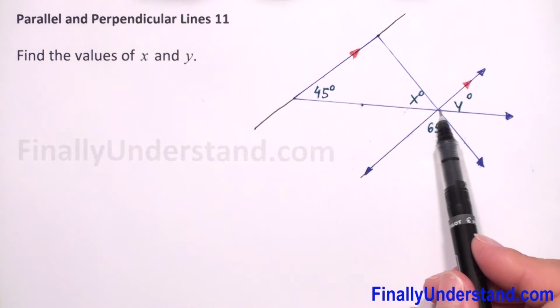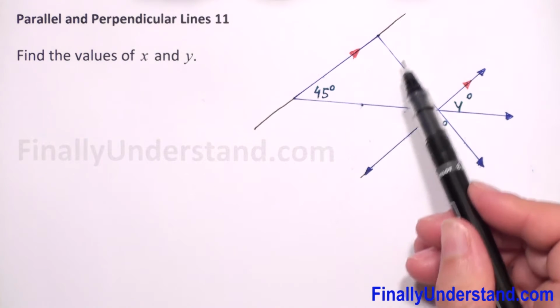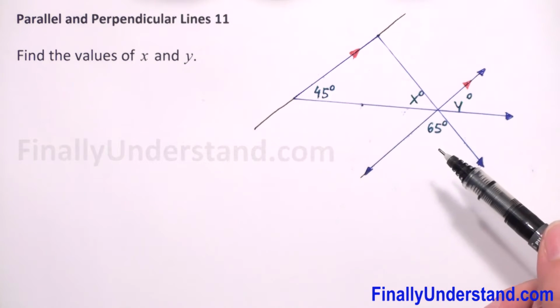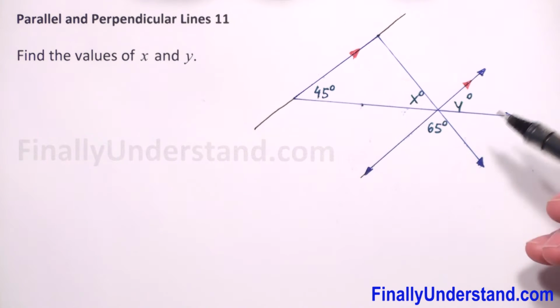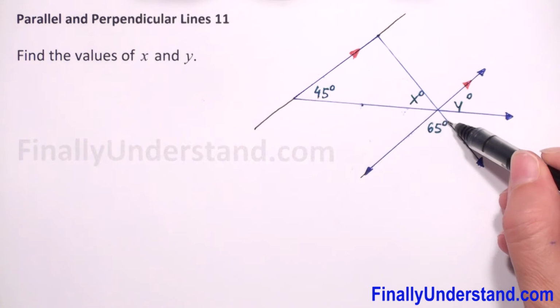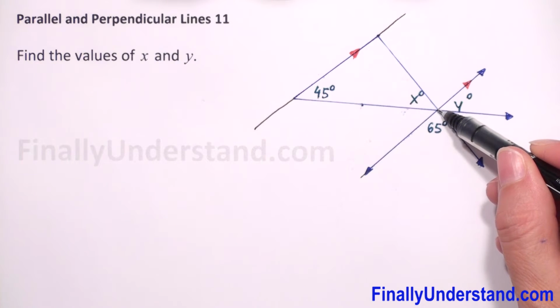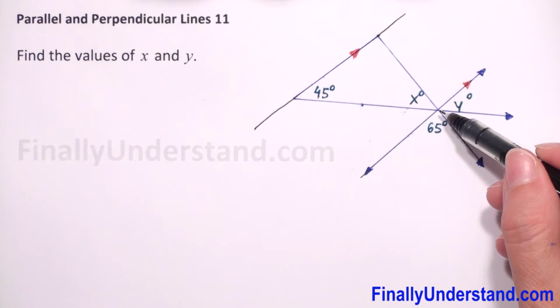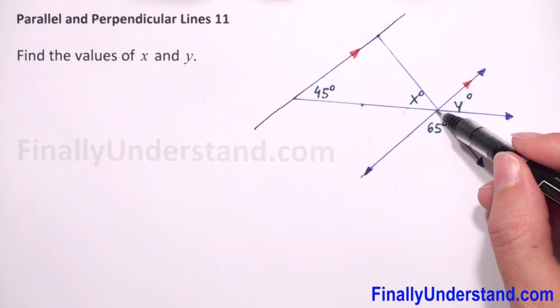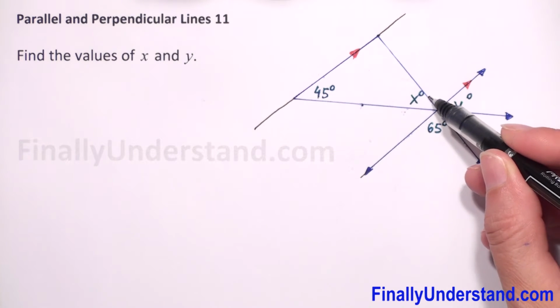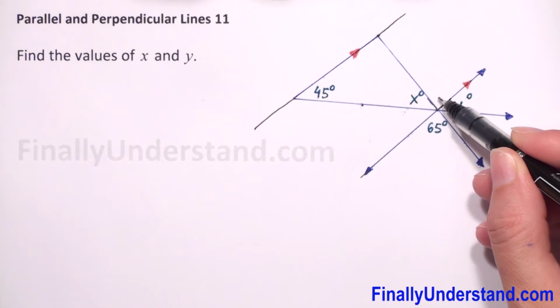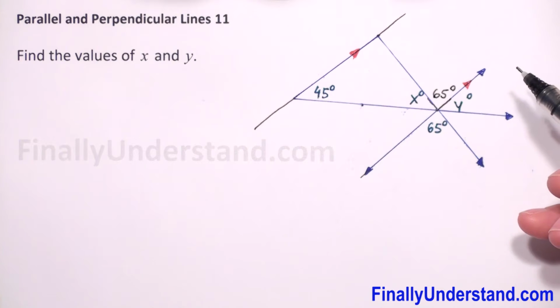This line passes these two parallel lines. What else do we have here? We have vertical angles, and we know that vertical angles are congruent. So the measure of this angle is the same as that angle. So here we have 65 degrees.